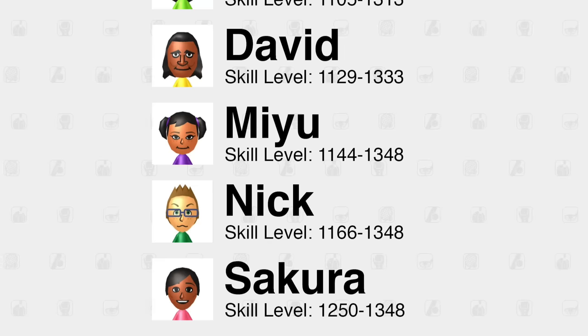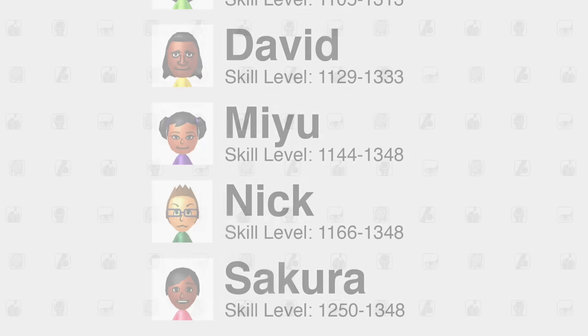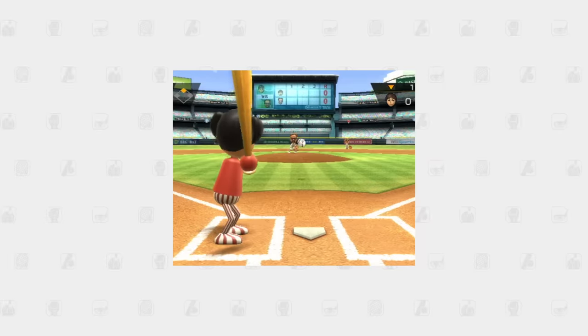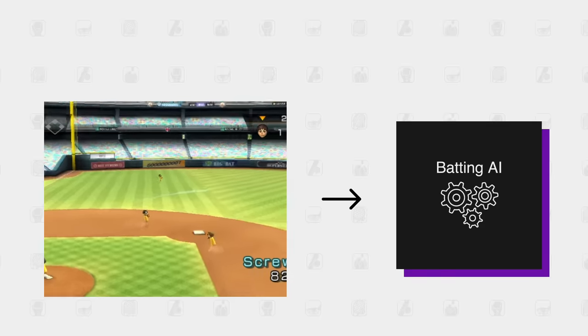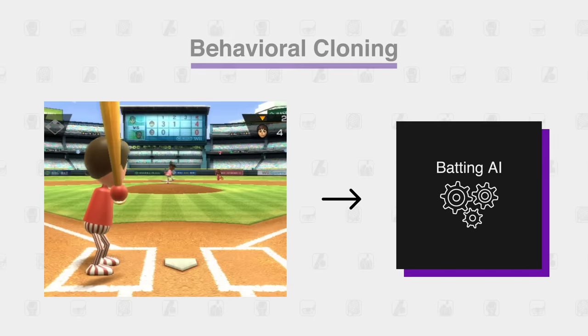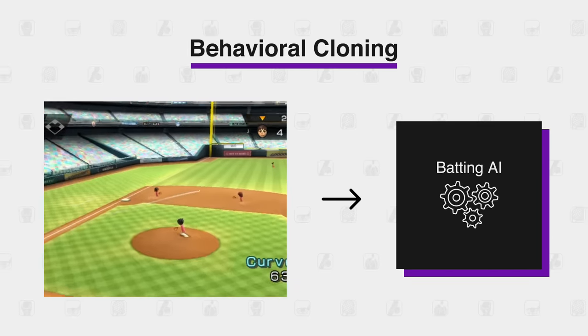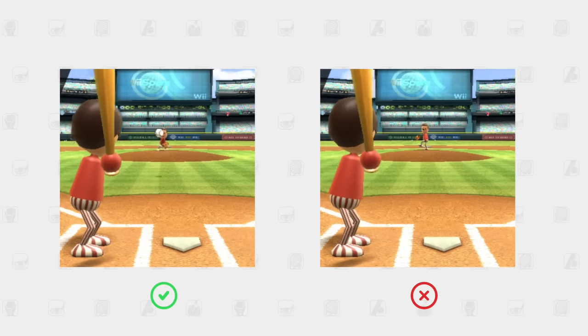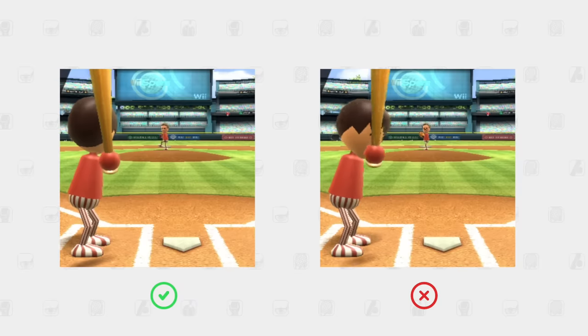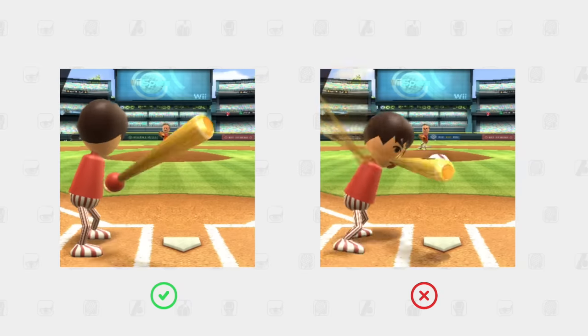In order to train the AI to reach the pro skill level and beat the champion, I will record myself hitting pitches against higher level opponents around 1000 skill level, and then show this data to the AI to have it learn. This is known as behavioral cloning. It's worth noting that I will only show the AI swings where I hit the ball, and discard swings where I fouled or completely missed the ball, which means that, in theory, the AI should actually become better than me.